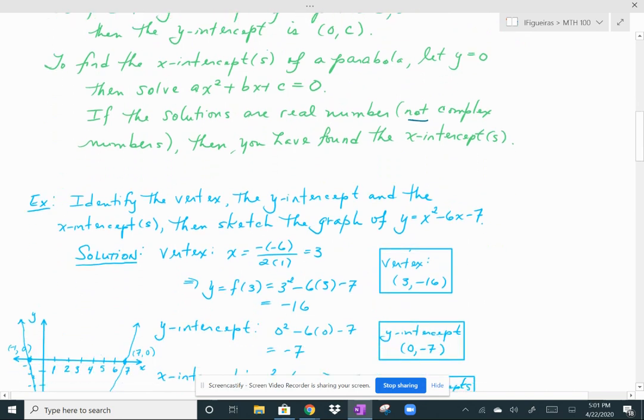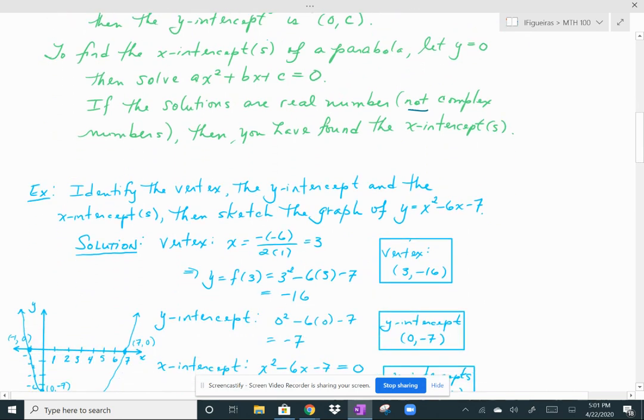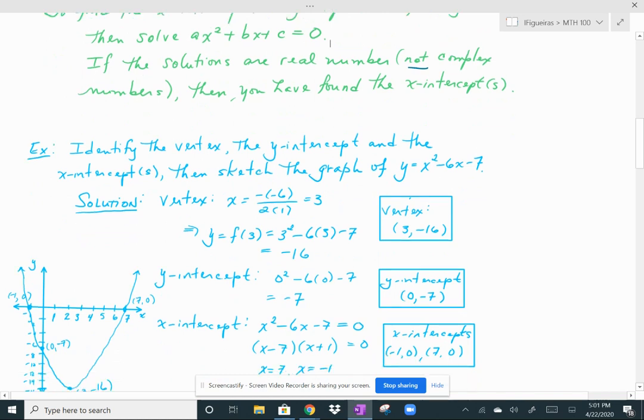All right, so let's do a few examples. Here's the first example in blue. Identify the vertex, the y-intercept, and the x-intercepts, then sketch the graph of y equals x squared minus 6x minus 7. So in this equation, my a is 1, my b is negative 6, and my c is negative 7.